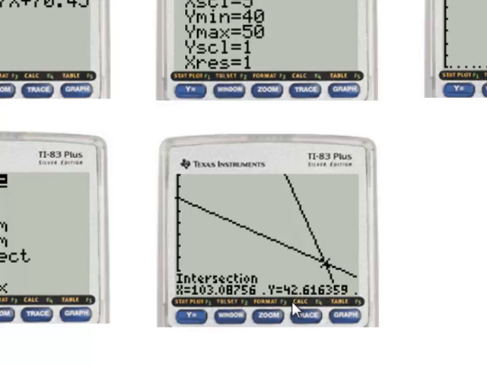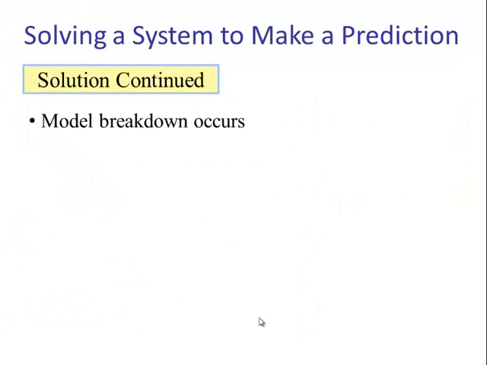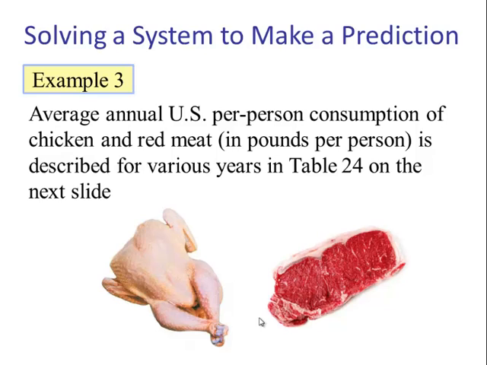So we have verified the solution by graphing. Even though the model predicted when these two models will be equal, this did not occur. We had a model breakdown. In 2006, the women's record time was still 47.60 seconds, and men was 43.18. Sometimes this happens when we try to model the pattern of data. Sometimes the pattern changes.